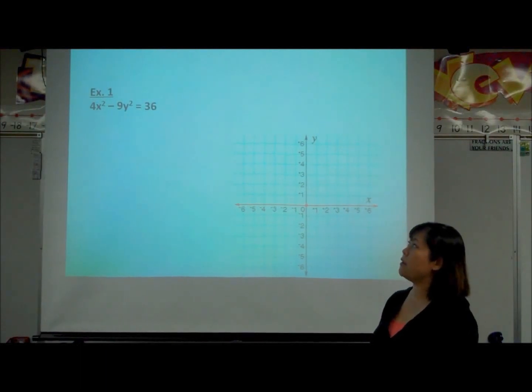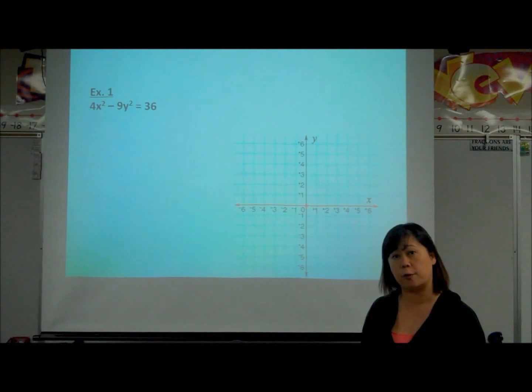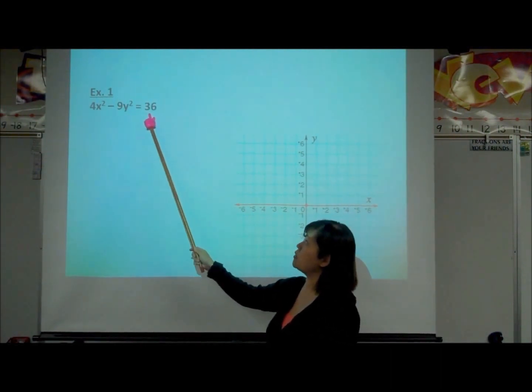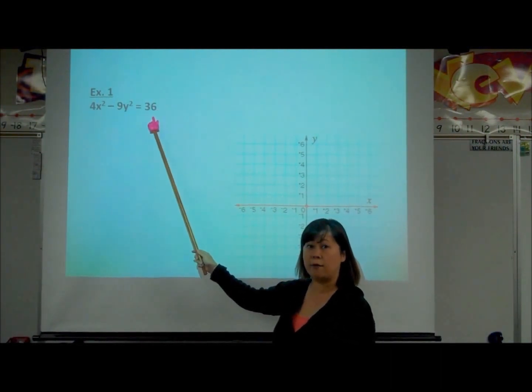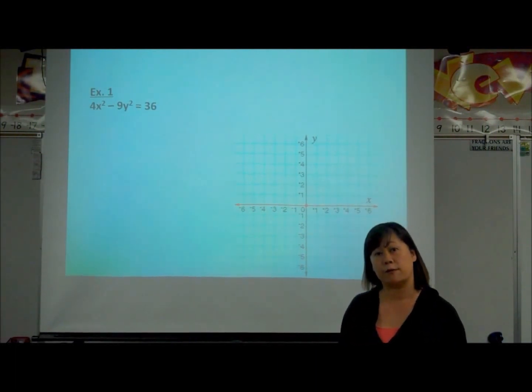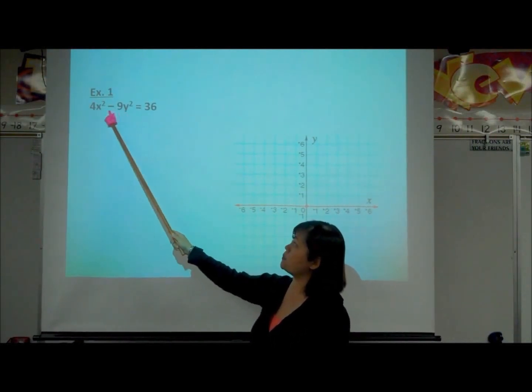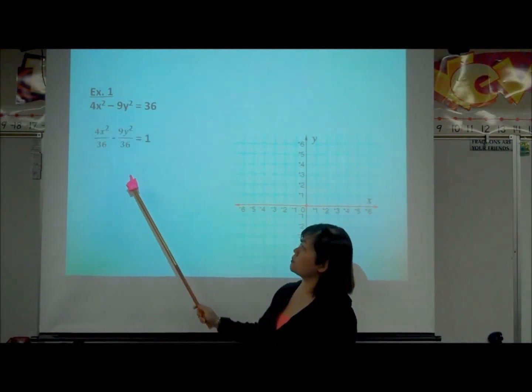So example 1 I have is 4x squared minus 9y squared equals 36. And as I mentioned before, we still have to have 1 on this side right here. If you do not have a 1, you're going to have to manipulate this equation. So in this case, we have to get rid of 36. The only way we're going to get rid of 36 is if we divide both sides by 36. So it's going to look something like this now.